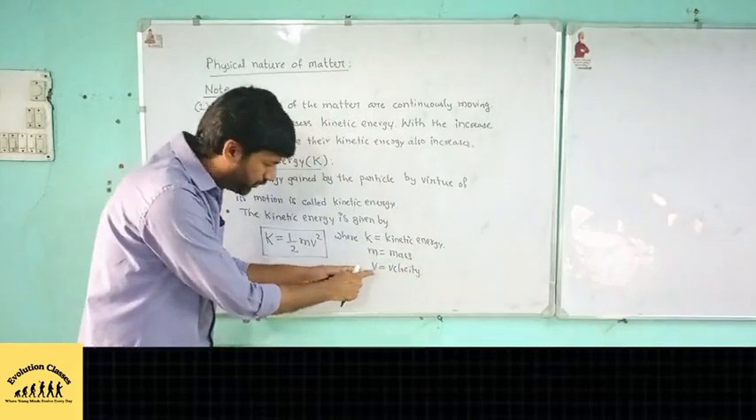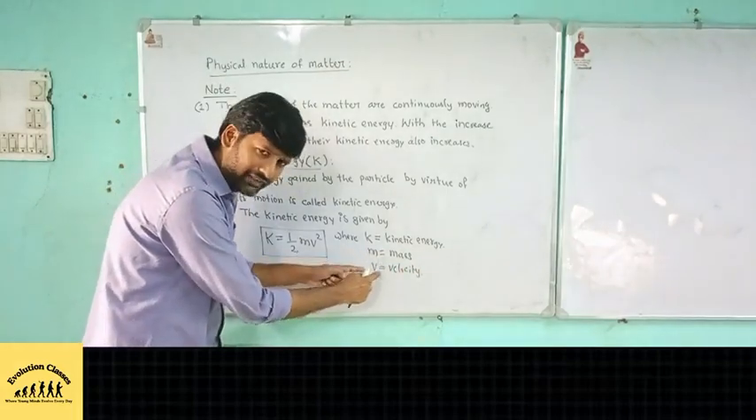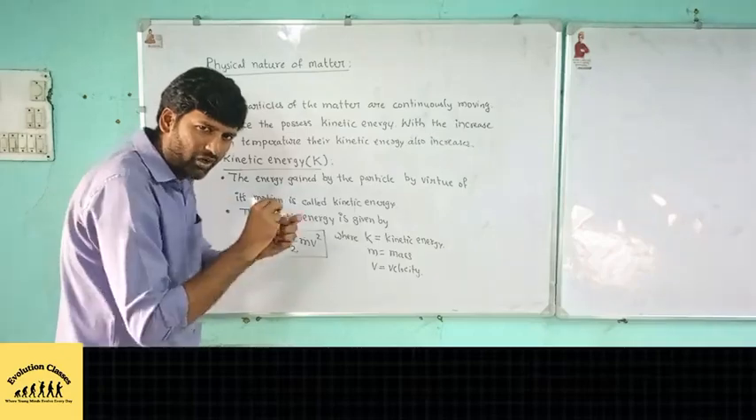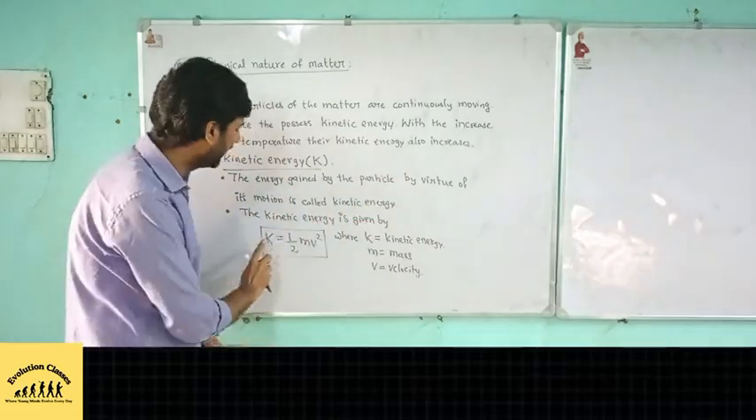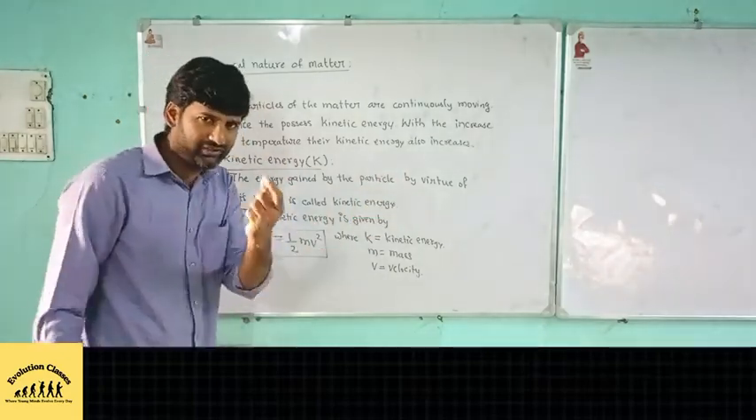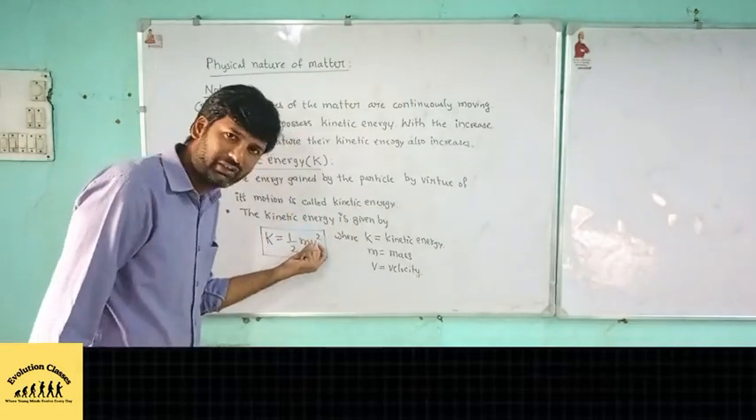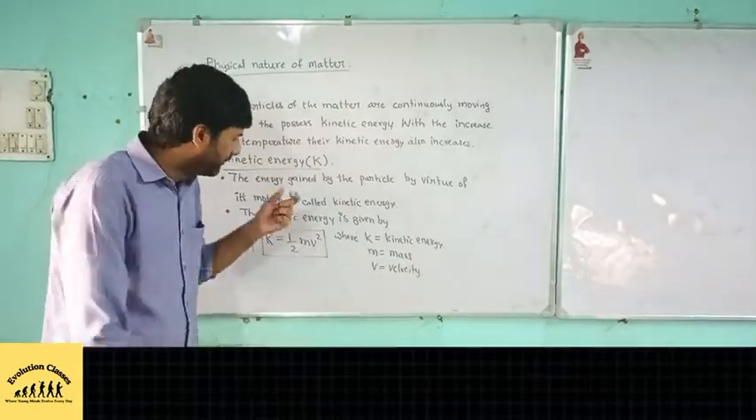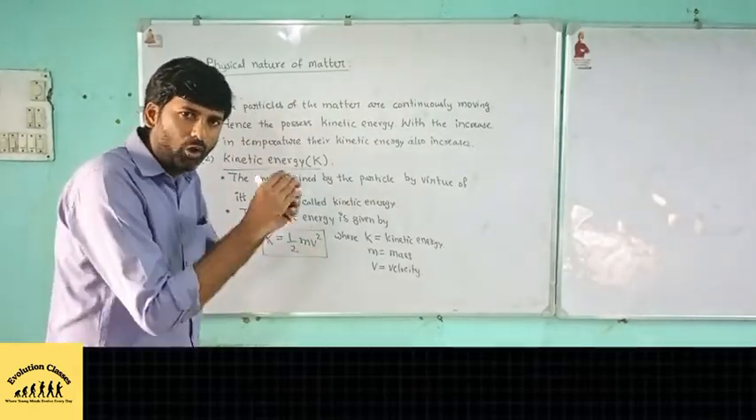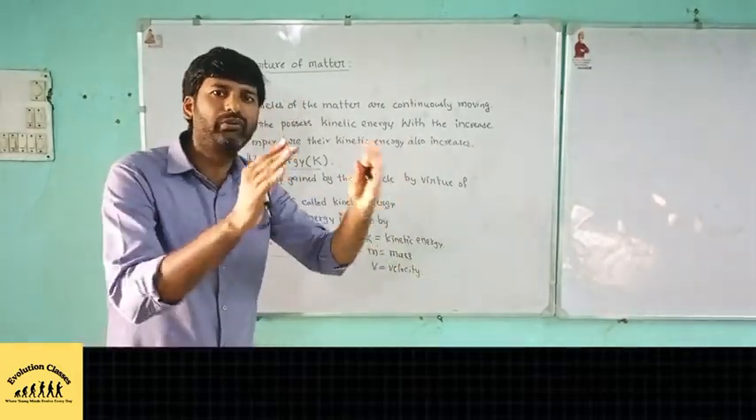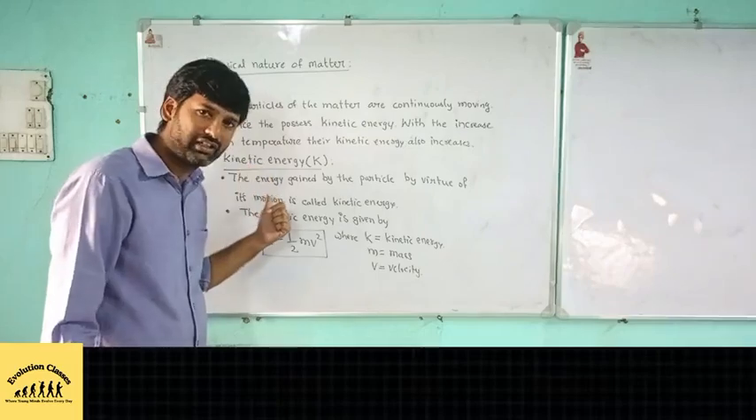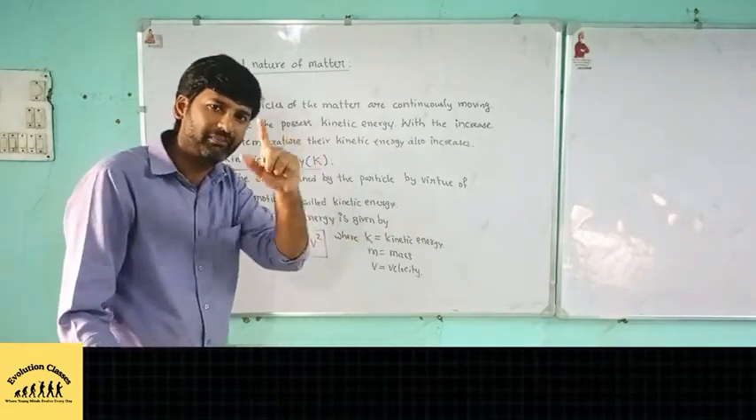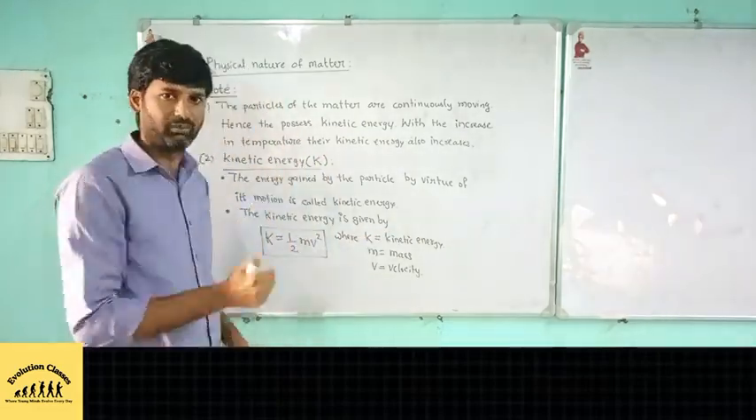That means when it is moving, it is having some velocity, then only it has kinetic energy. When the body is not moving, it is at rest, then kinetic energy is zero. When it is at rest, its velocity will be zero, therefore its kinetic energy is also zero. So by this we can understand that only when the body is moving will it possess kinetic energy. All the moving particles have some kinetic energy. This is given by this formula.